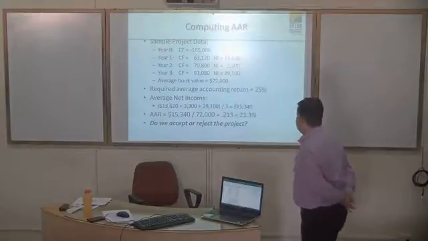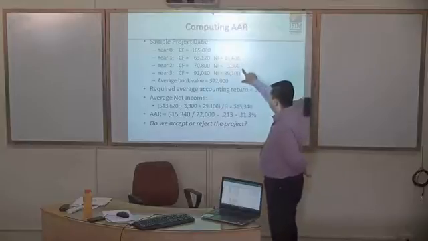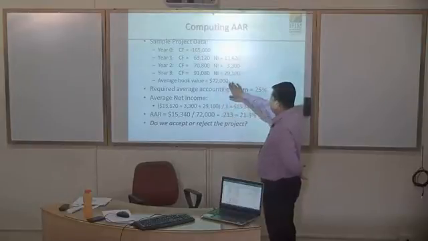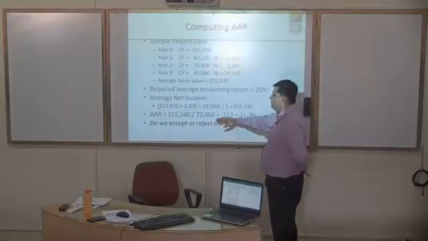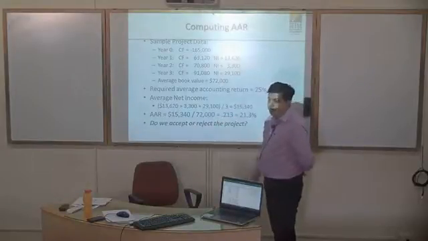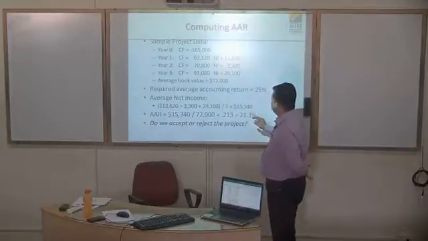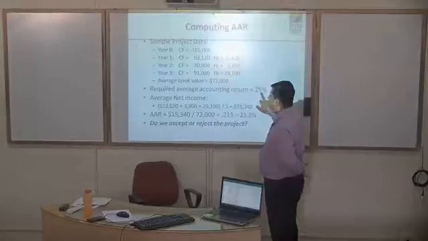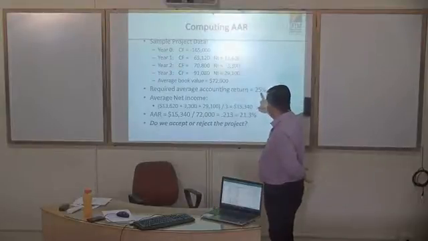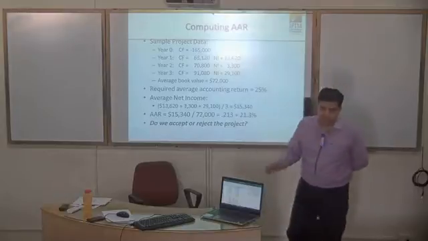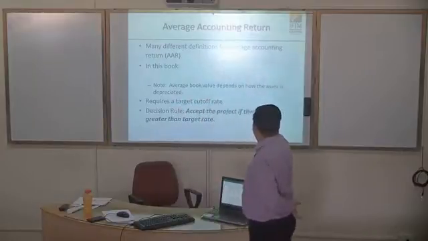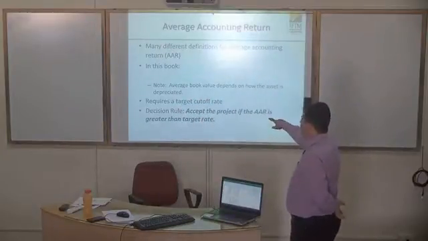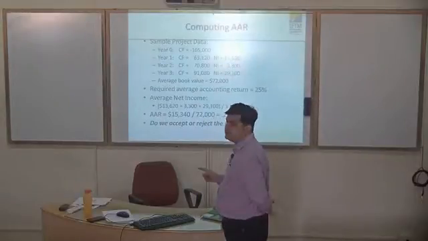Average net income is calculated this way. So we take the average of these three divided by 3, which is 15,340. That goes to the numerator. 72,000 is the average book value, which is the denominator. The value that we get dividing is 0.213, which is 21.3%, compared with 25% required average accounting return, which is less than, don't accept it. Simple. So accept the project if the AAR is greater than the target rate. In this example it is less, so we are not accepting the project.